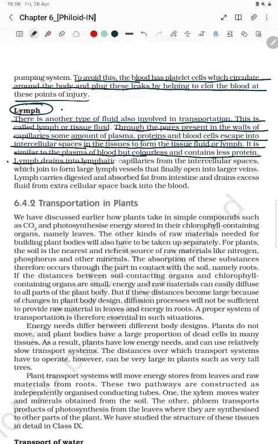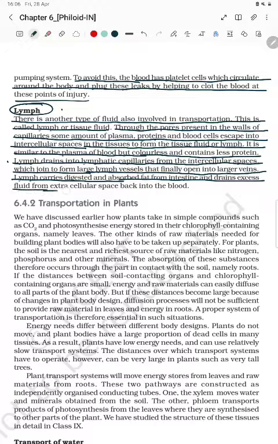Lymph drains into the lymphatic capillaries from the intercellular space, which join to form large lymph vessels that finally open into the larger veins. Lymph carries digested and absorbed fat from the intestine and drains excess fluid from the extracellular space back into the blood. Transportation in plants we will study in the next class.